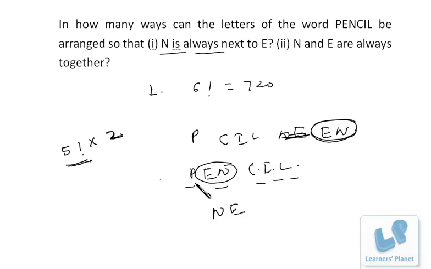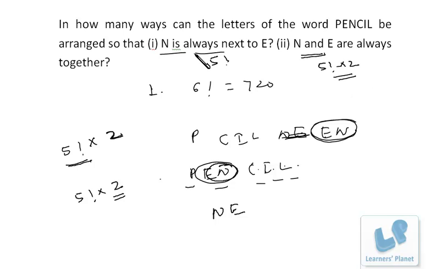I further repeat, this P, then this, I just typed them. So 1, 2, 3, 4, 5, 5 factorial ways are there, and E and N can be arranged in 2 ways, E N and N E. So 5 factorial into 2 ways are there to make this arrangement. For the previous one, the answer was 5 factorial only, but for this one, 5 factorial into 2.